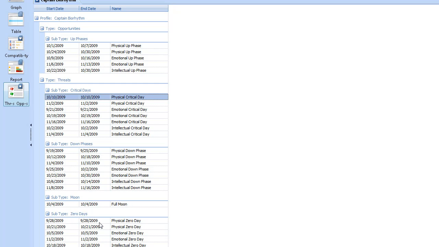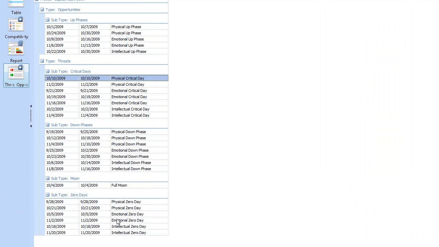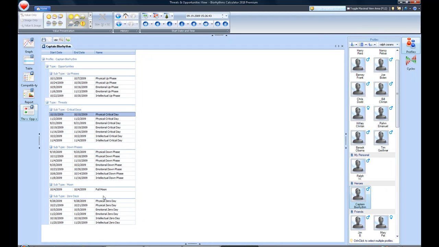And then here's your 0 day, your physical 0 day, your emotional 0 day, and your intellectual 0 day. With this knowledge, you can find out what's going on, and then you can be prepared for those particular days. The 0 days, again, are the days when it goes to 0. That's when the cycle starts. And then the critical days are the halfway through. So that's how this works.